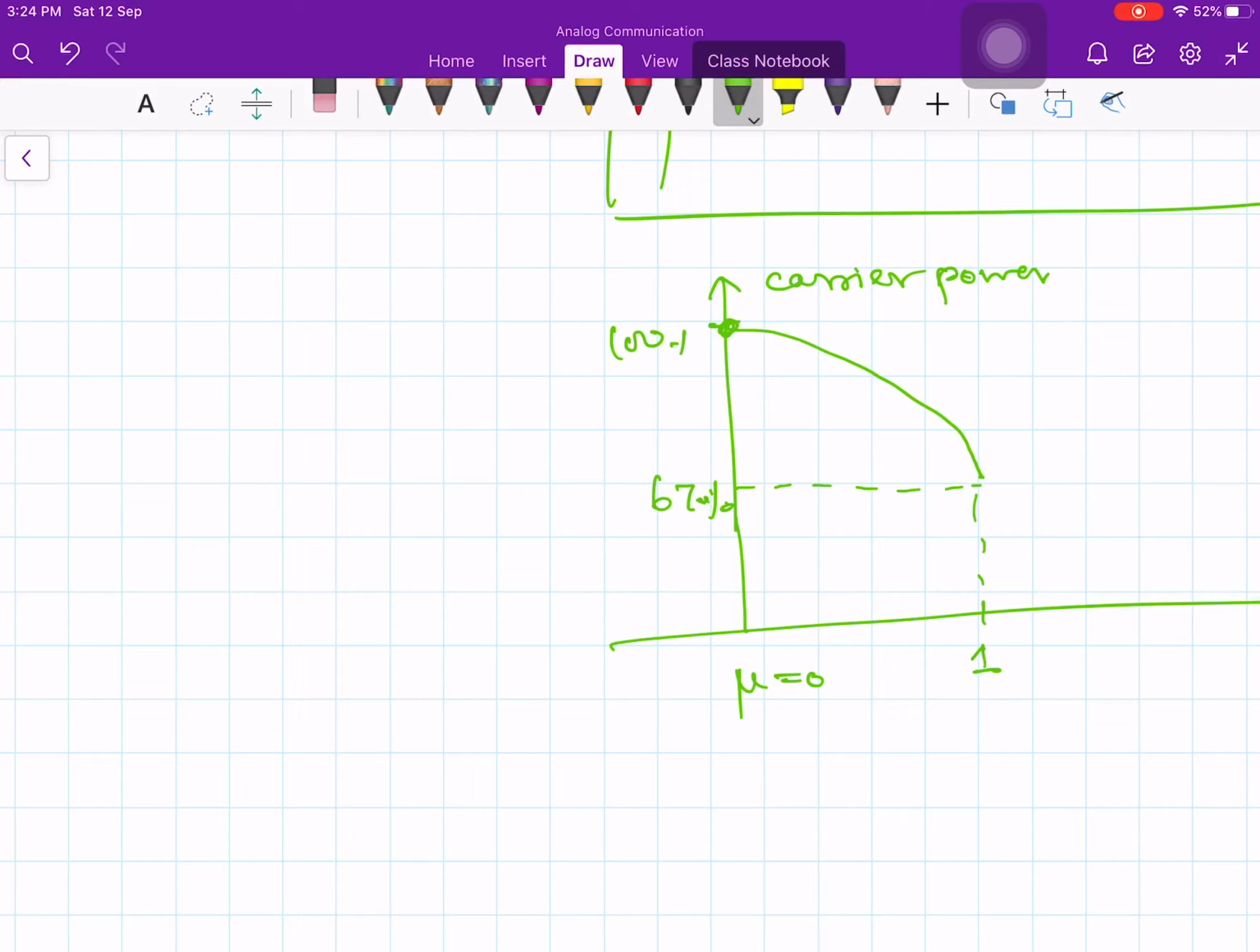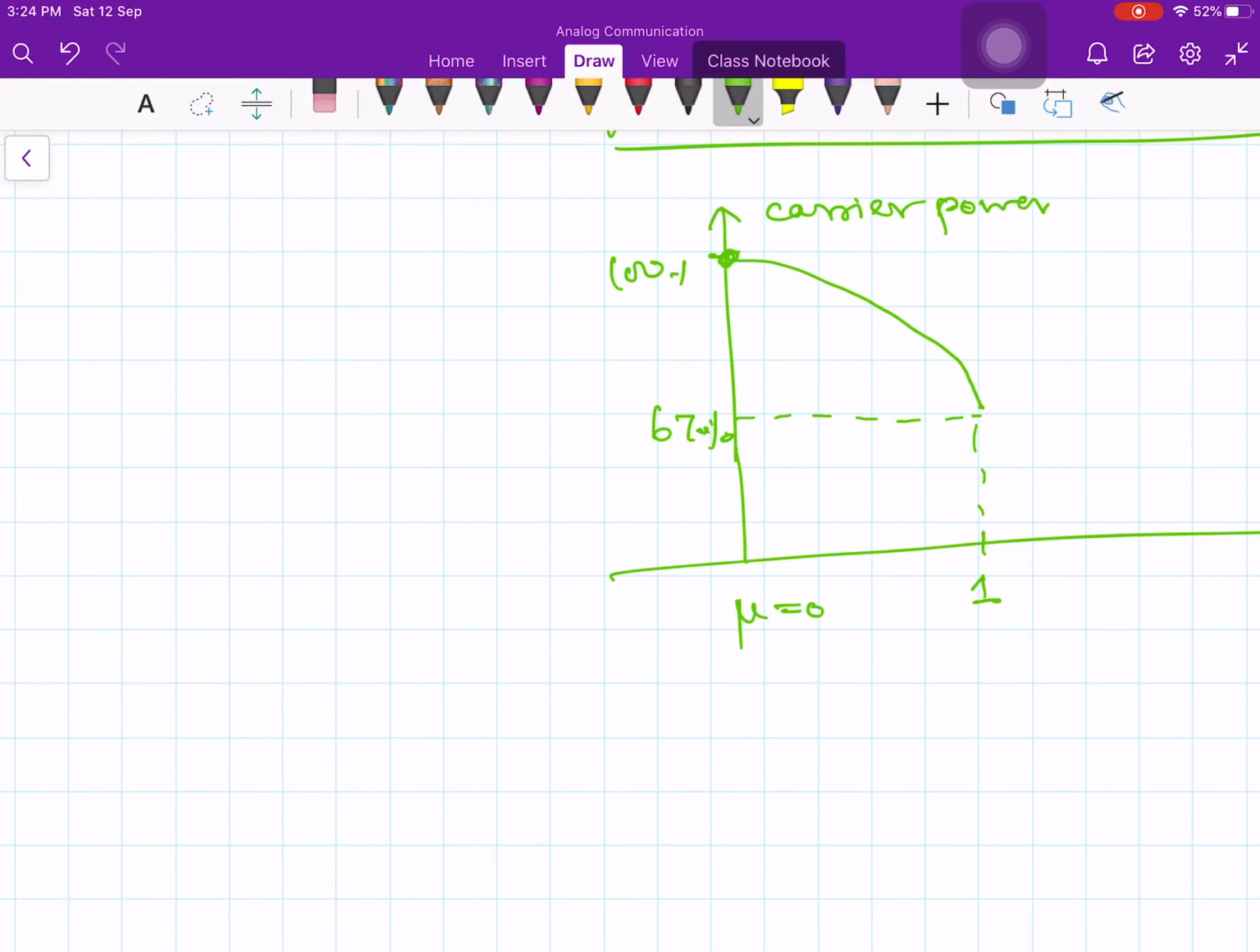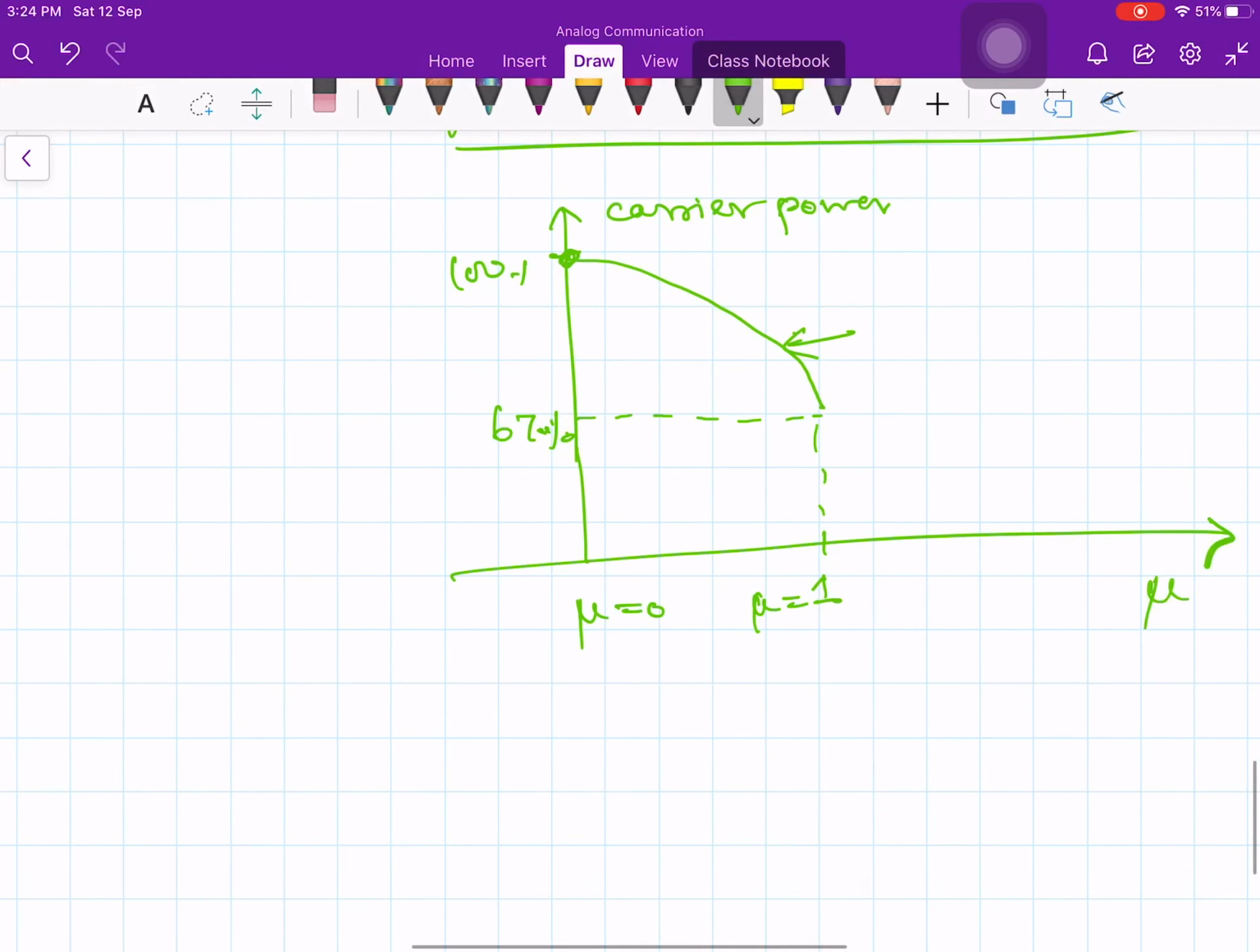The remaining 33% is occupied only by the message signal. So the carrier alone needs 2/3 of the power. So 2/3 of the power will be spent on the carrier. Okay, so this is the profile of the carrier power, and that comes down like this. And this is mu equal to 1. This axis is mu. If mu equals 0, all the power is in the carrier. If mu equals 1, 67% of the power is in the carrier.